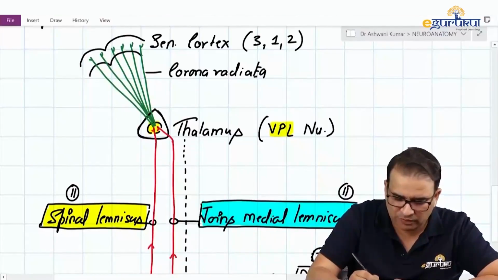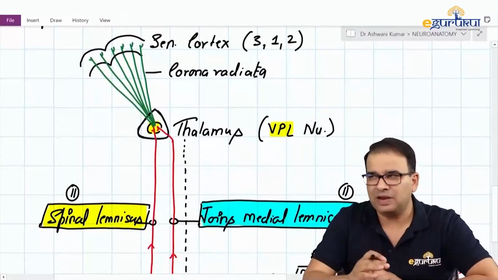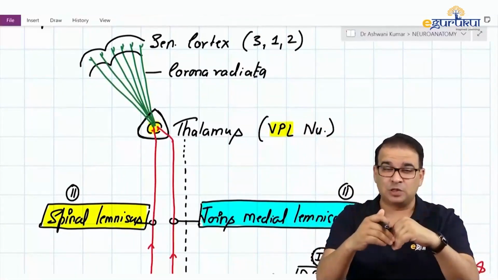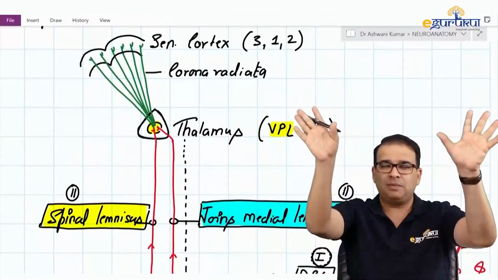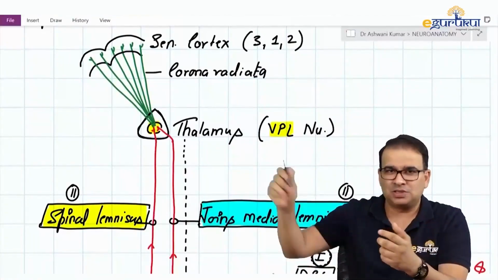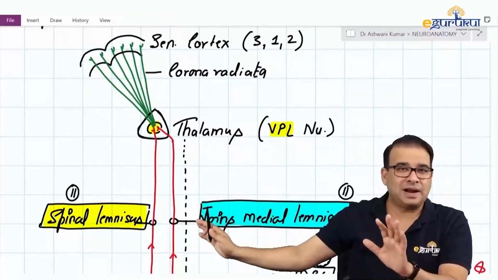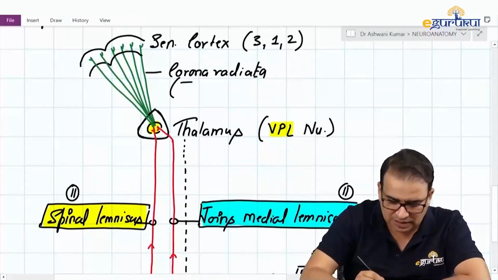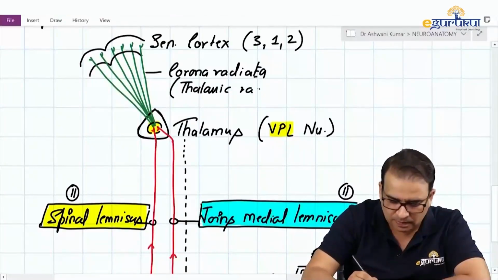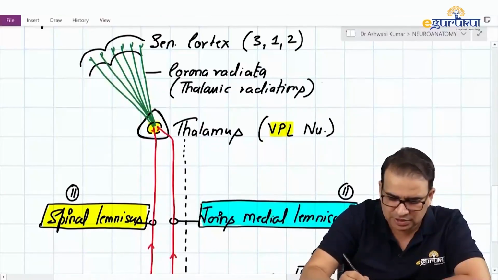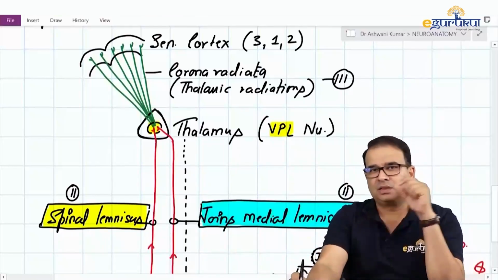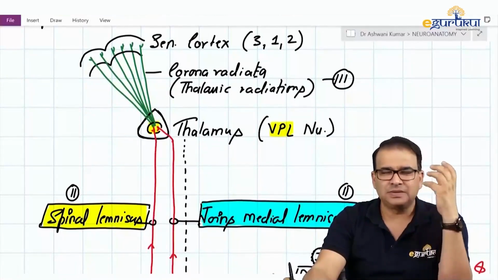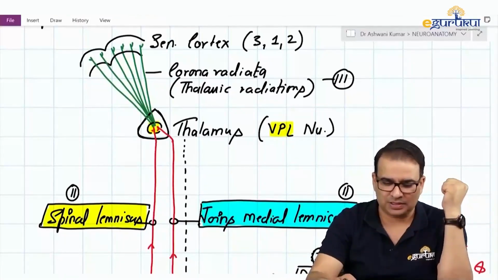But see, the problem with the word corona radiata is that it's a very, very vague term. It's a very huge term. Corona radiata means all the ascending fibers and even descending fibers. Whatever fibers are going into the cerebrum and coming from the cerebrum, they all form the corona radiata. So this is not only about the sensory. We are discussing a sensory tract, an ascending tract. So yes, we can say corona radiata, but more precisely, these fibers are called thalamic radiations, and that's our third order neuron. Thalamic radiation, which is a part of the corona radiata, is our third order neuron, the one projecting into the different parts of the sensory cortex.